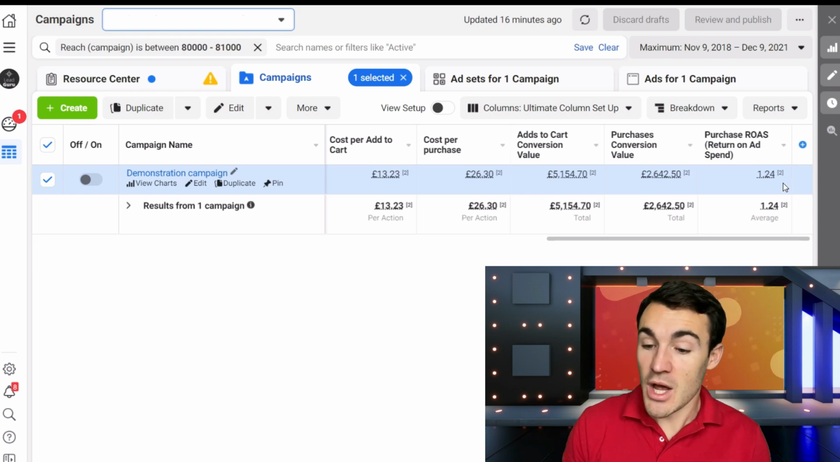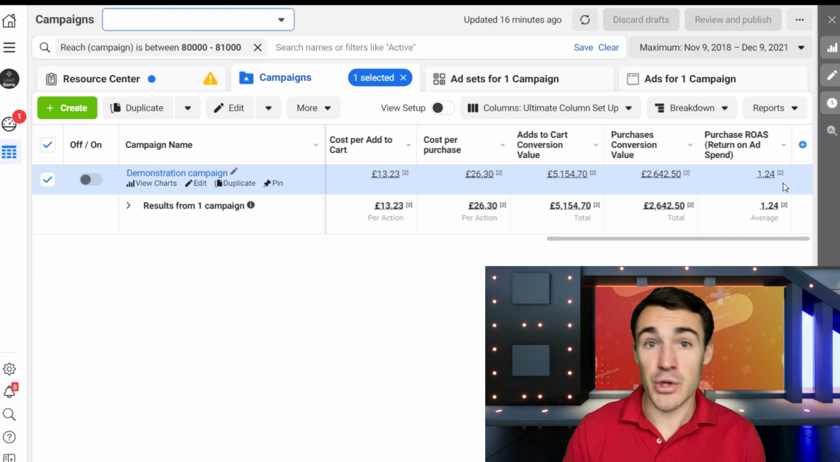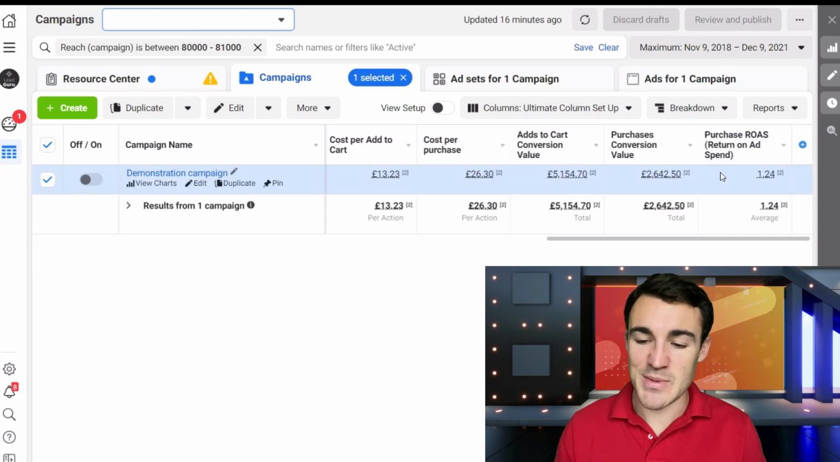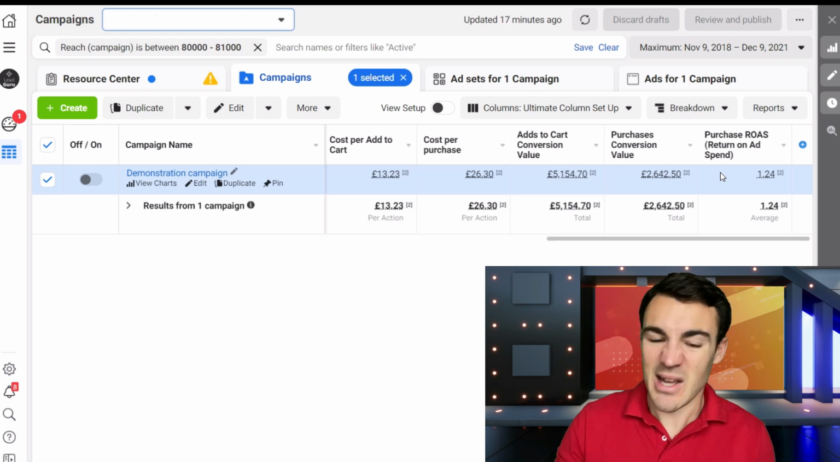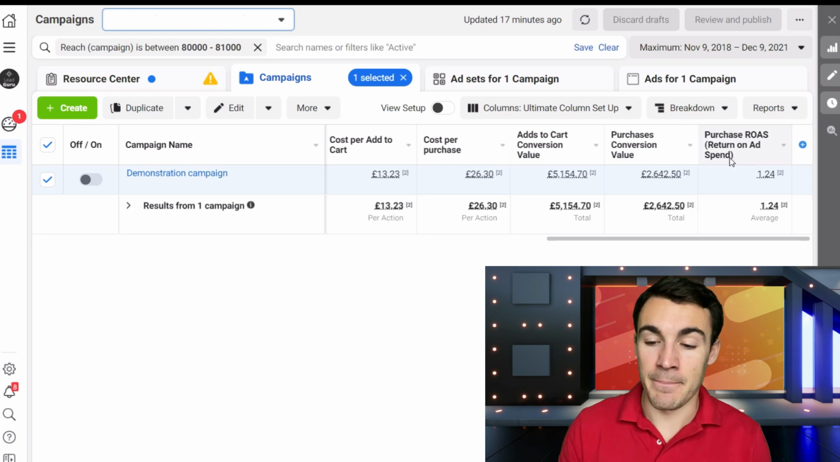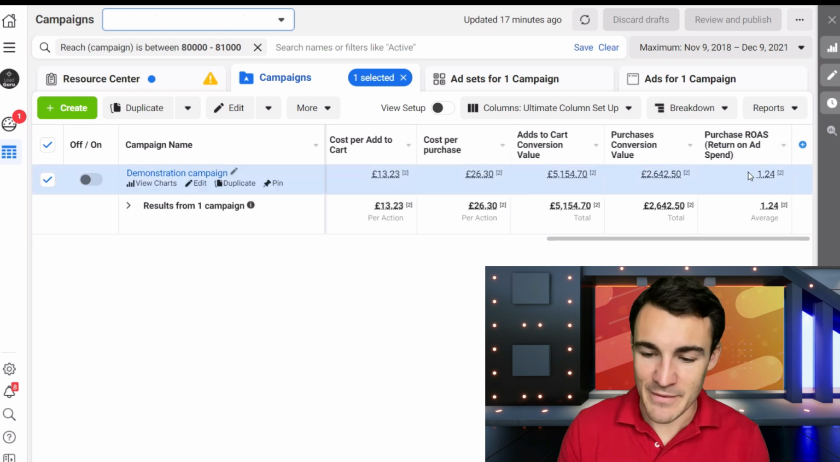But for many businesses, a 1.24 ROAS would be terrible. You need way higher than that. Again, not everyone's going to be able to track this. If you're a service-based business and you're tracking those sorts of things, like leads and things like that, then you may not have this metric within your ad account. But for a lot of you, that's going to be really valuable metrics.